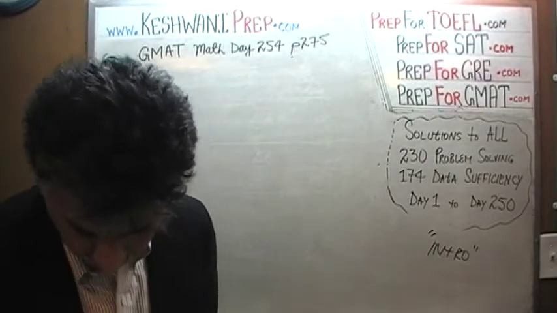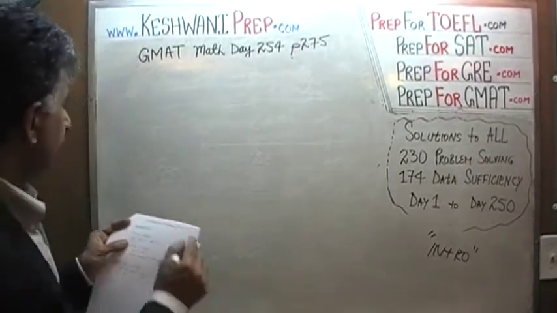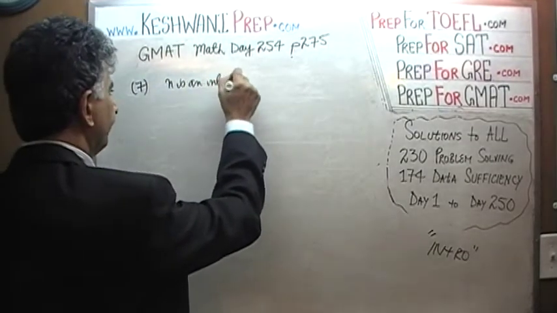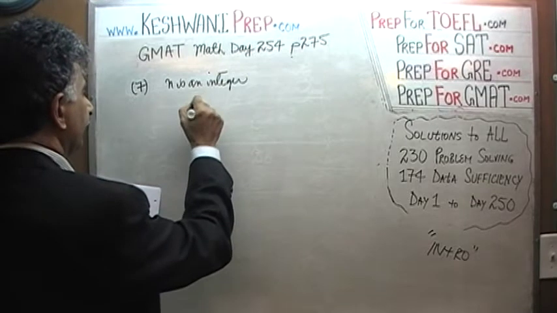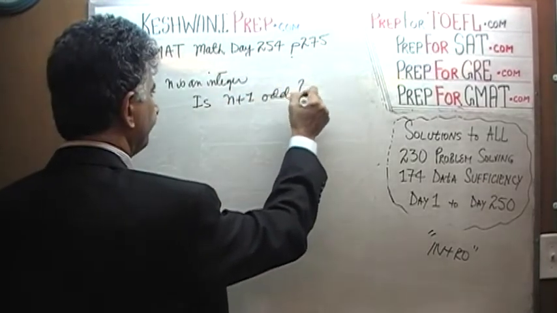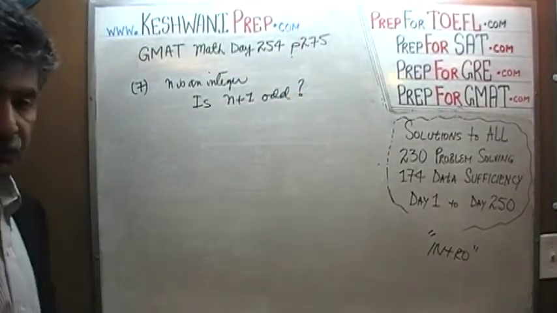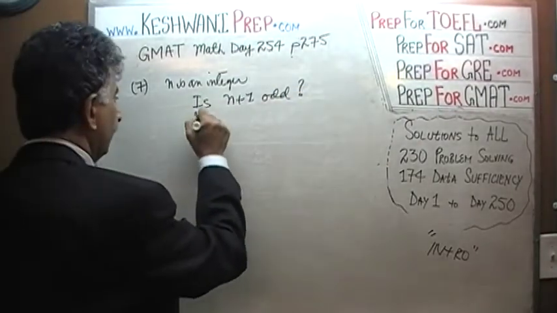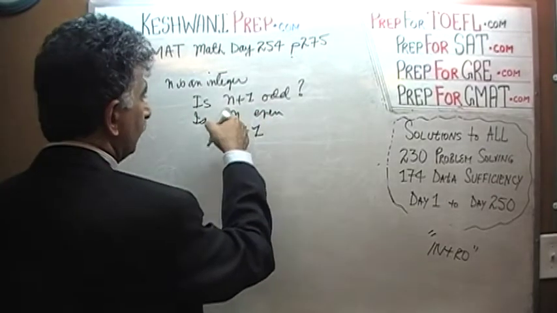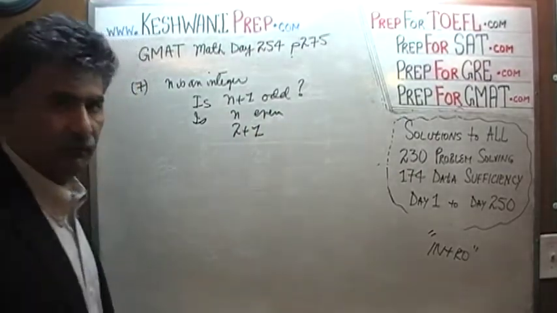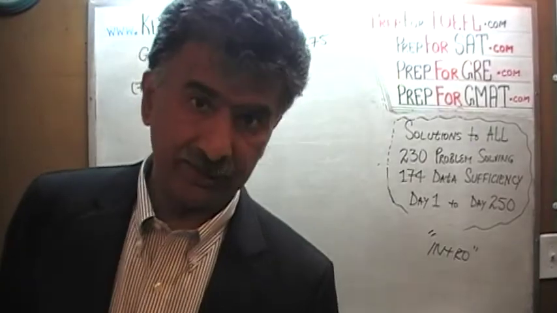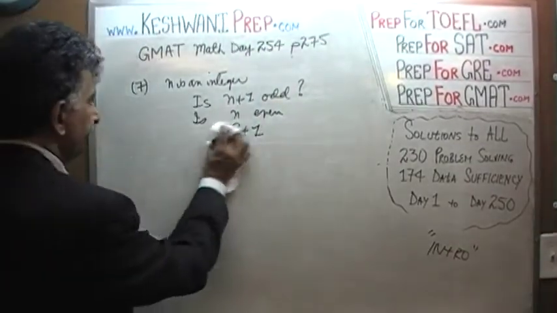In number 7, we are told that N is an integer. And the question is, is N plus 1 odd? Which is another way of asking, is N even? Because if N is even, say 2, then 2 plus 1 is going to be odd. So if the question is whether N plus 1 is odd, that's the same as saying, is N even? Let's see what we can do.